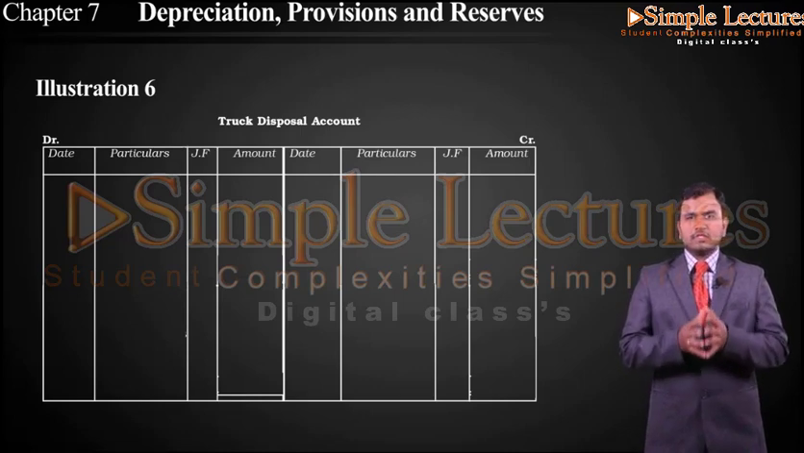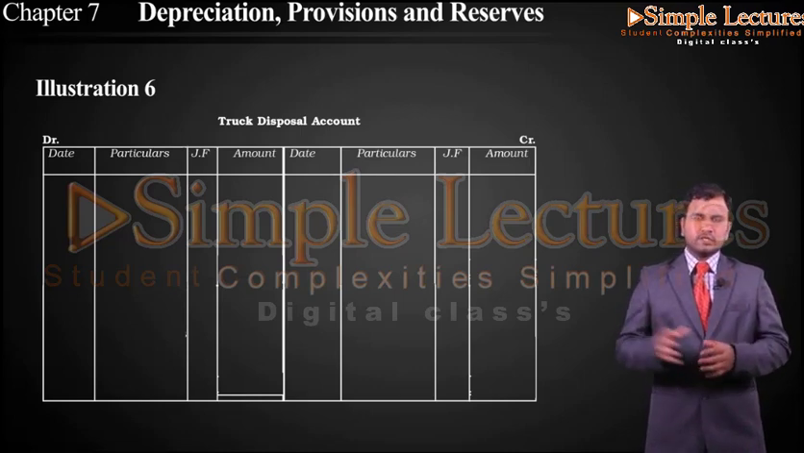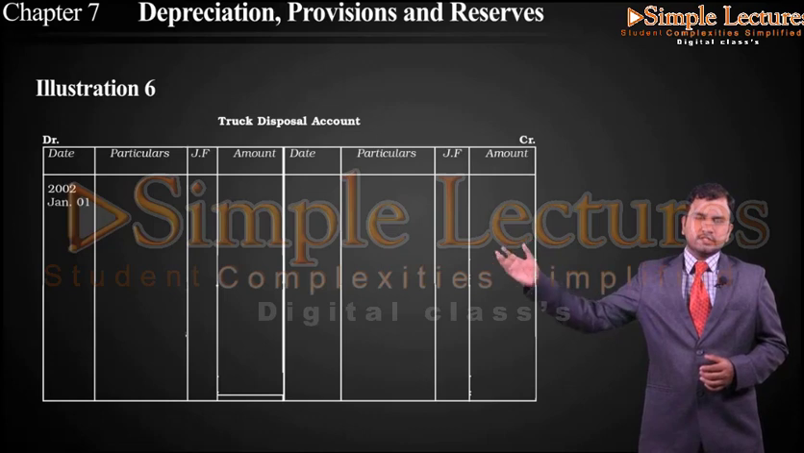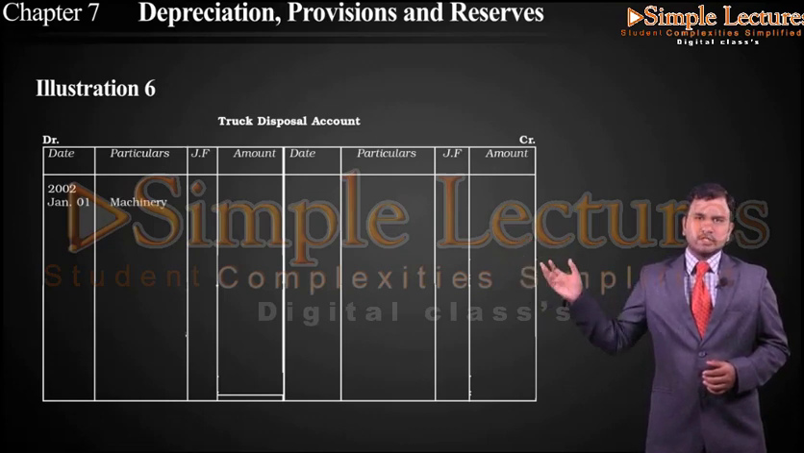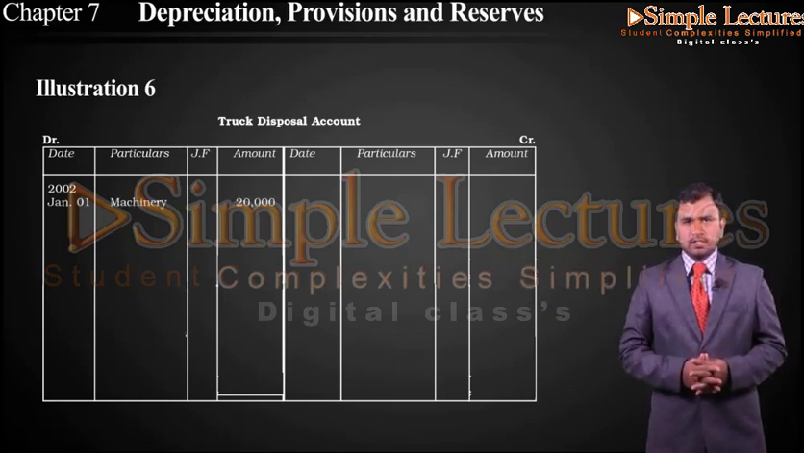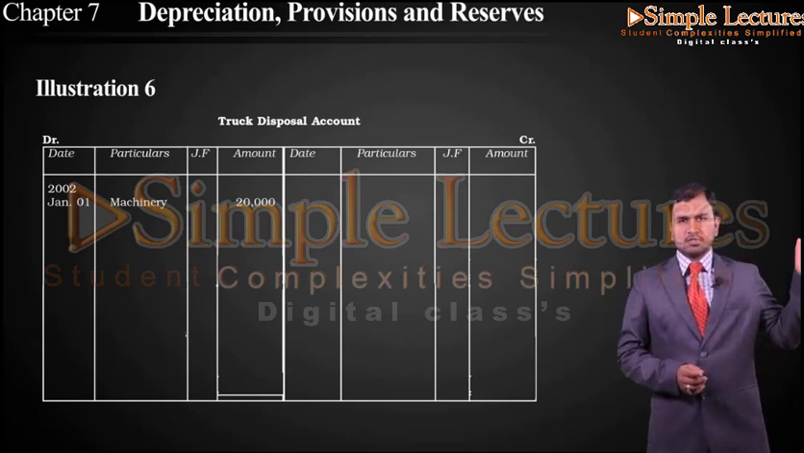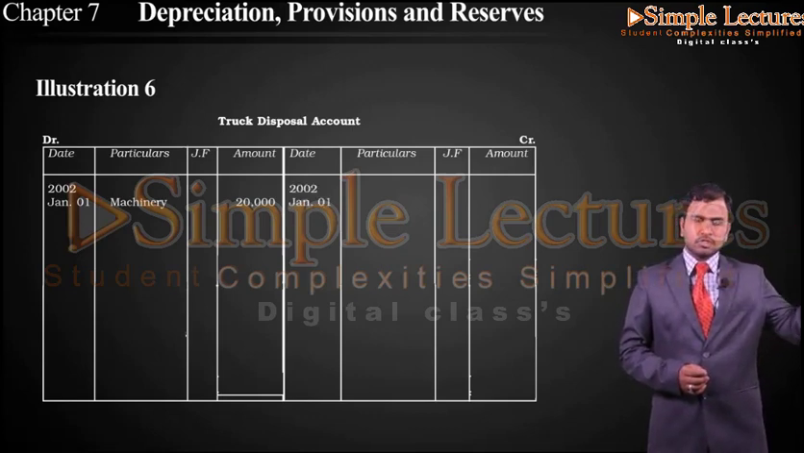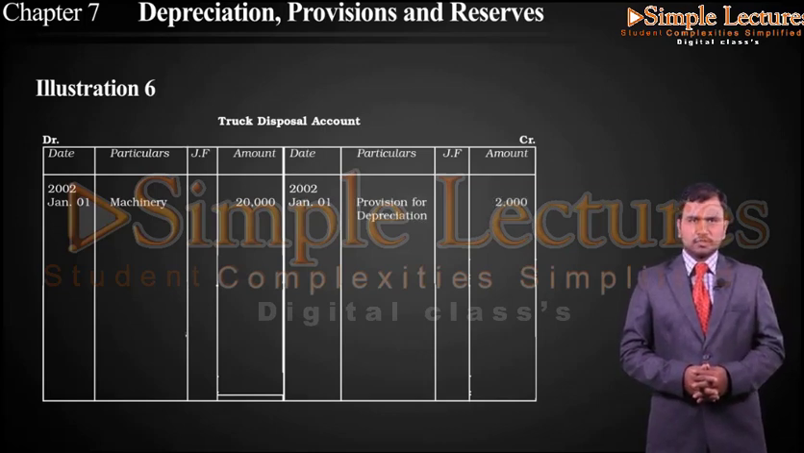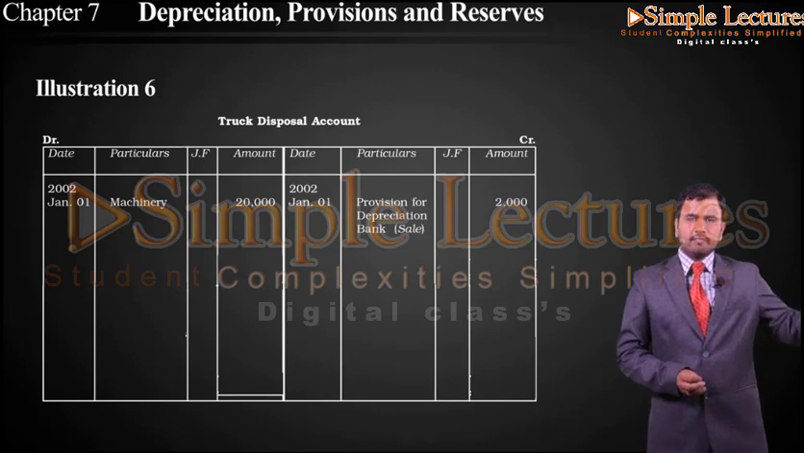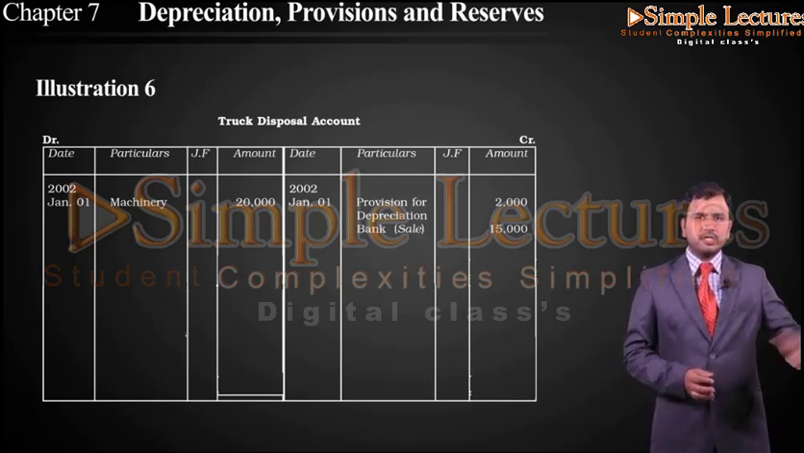So now the asset was sold for rupees 20,000, that will be considered in the debit side. Jan 1st 2002, asset account, it will be 20,000. Then again in the credit side we are going to show the provision for depreciation on the same date, Jan 1st 2002, provision for depreciation 2,000. Then again the sale price we are going to show on the same date, bank account, in bracket you can write sale of the asset, 15,000.